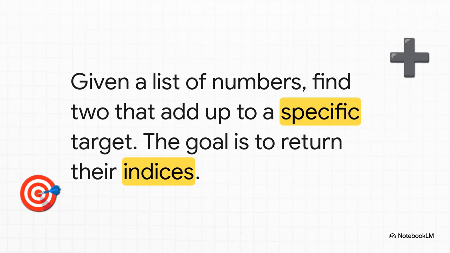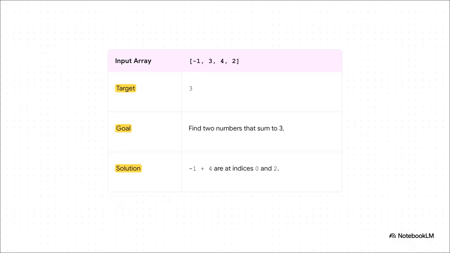This is a classic, you'll see it everywhere. It's often called Two Sum. The setup is simple. You get a list of numbers and a target number. Your job is to find two numbers in that list that add up exactly to that target. So, for instance, let's say our list of numbers is -1, 3, 4, 2, and our target is 3. The answer, pretty clearly, is -1 and 4 because they add up to 3. The goal here is to return their locations in the list.